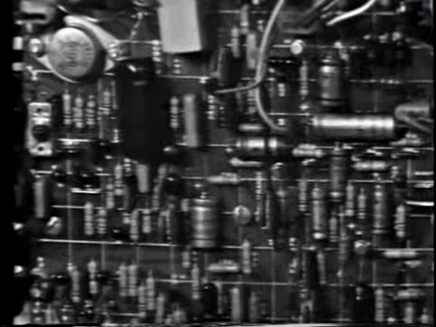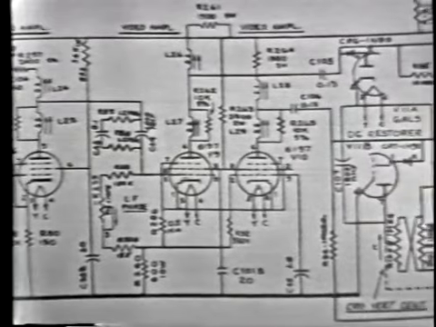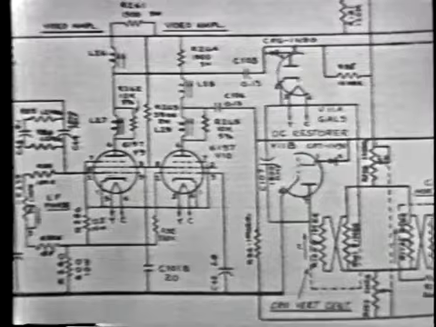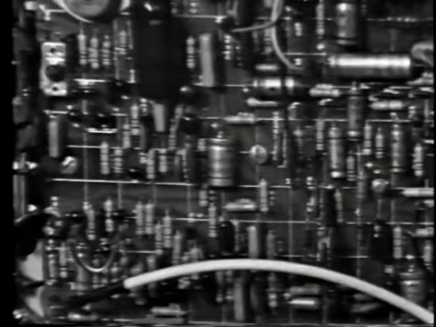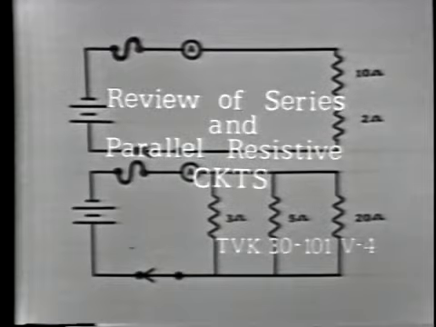In electronics, you'll encounter an endless variety of circuits, each designed to do a specific job. Regardless of how complex they may seem, all can be reduced to a simple circuit. To prepare you for more advanced circuitry, in this lesson we'll review two basic types of circuits: series and parallel resistive circuits.